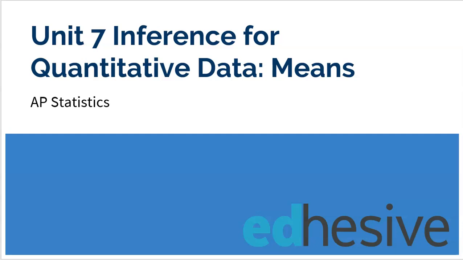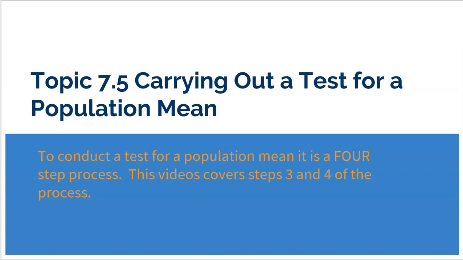Welcome to Unit 7, Inference for Quantitative Data with an emphasis on means. In this video, we're going to focus on topic 7.5, carrying out a test for a population mean. So remember, a test for a population mean consists of 4 big steps. And in this video, we're going to cover steps 3 and 4. Remember, in topic 7.4, we looked at steps 1 and 2.